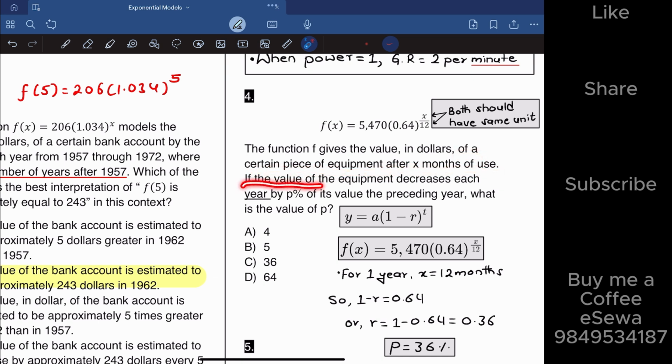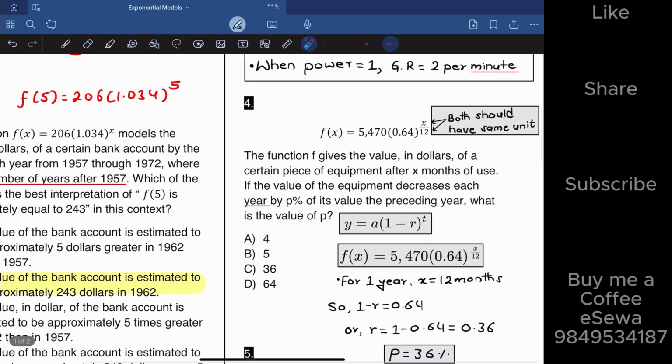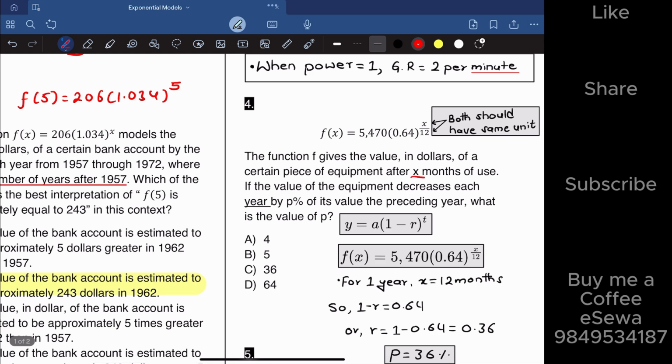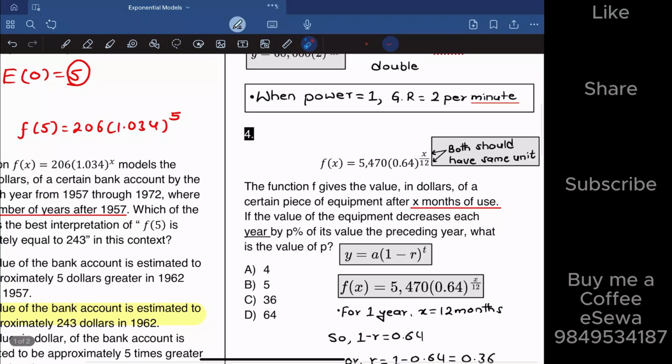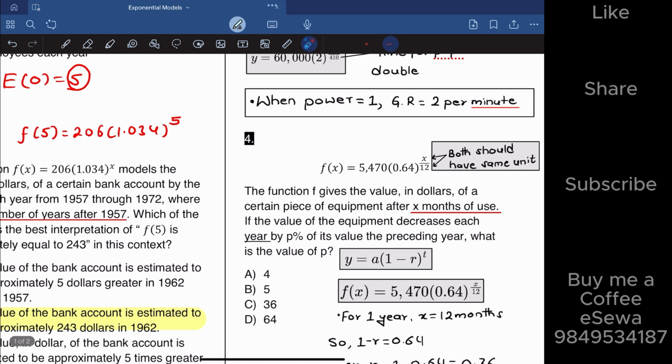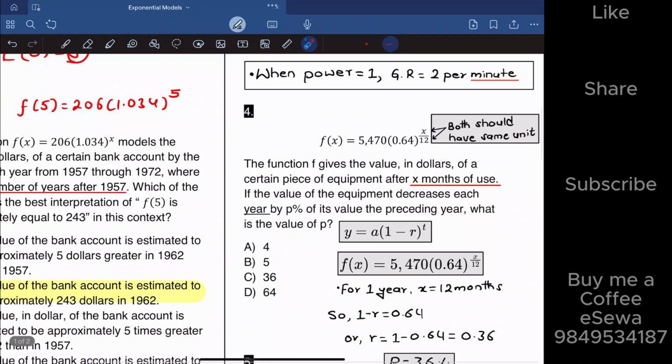If the value of the equipment decreases each year by p% of its value the preceding year, what is the value of p? So this is the depreciation rate, and this is the p% every year, and x is in months. Remember that x is in months, right? The number of months used. Let's look at this again. So the numerator and denominator will have the same unit. Since x is in months, this is also in months, no problem for that.